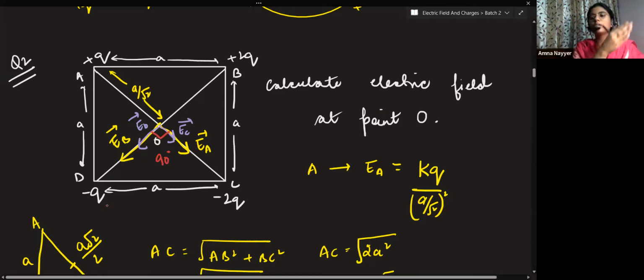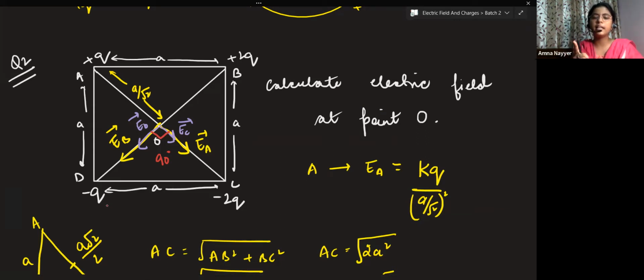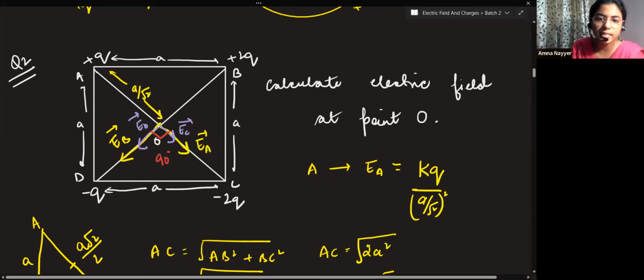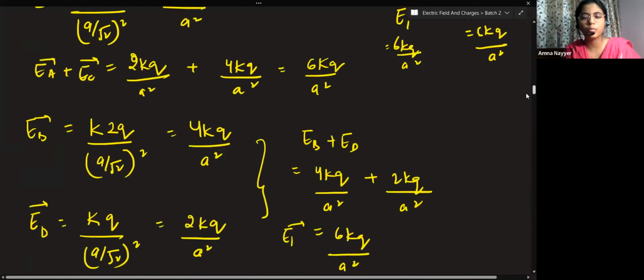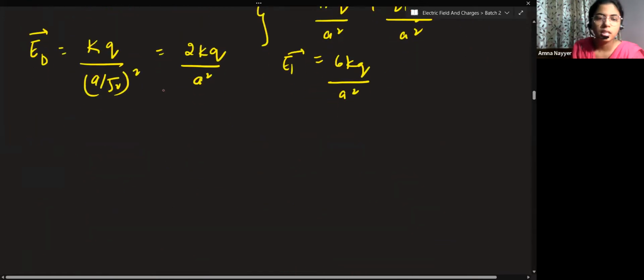The angles of the square at the corners are 90 degree, and the diagonals make perpendicular bisector of each other. That's why we are saying all these sides are A by root 2. These sides are equal and all of these angles are 90 degree. From your lower classes, you are already aware of this fact that the diagonals of the square make perpendicular bisector with each other. So E1 was 6KQ divided by A square. E2 is also 6KQ divided by A square.